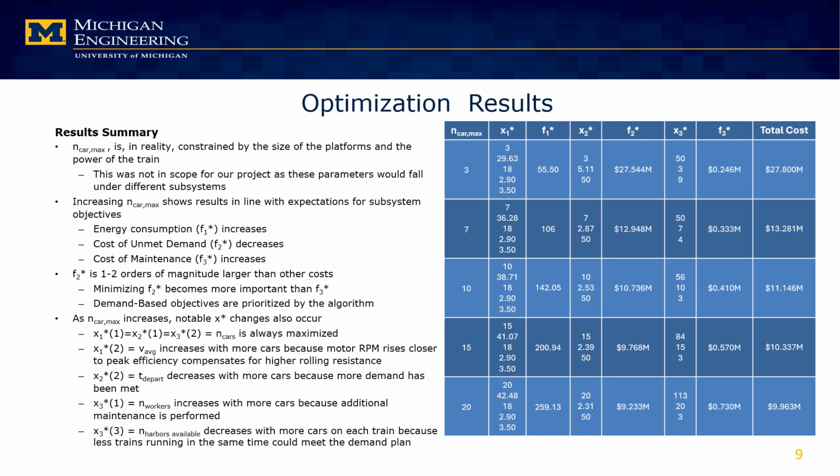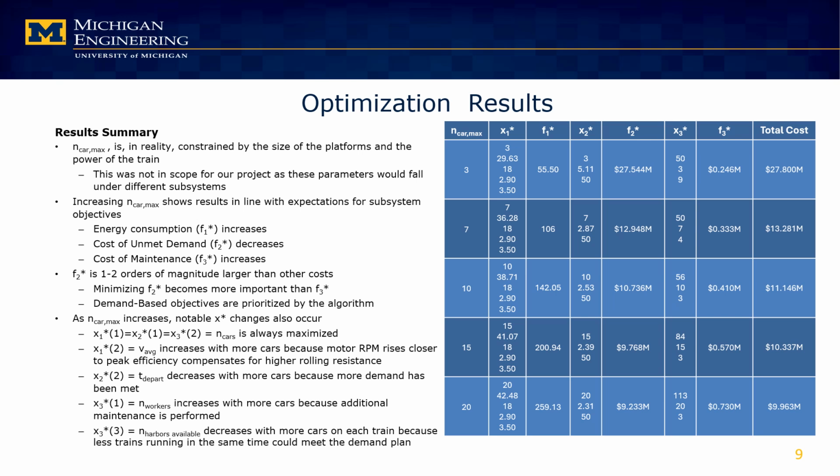We also saw responses in X star values that were notable, namely that the number of cars is always maximized to meet the most demand. The average velocity increases with more cars because motor RPM rises closer to peak efficiency as it compensates for higher rolling resistance. The time between departure also decreases with more cars because as more demand is met, less cars are needed.